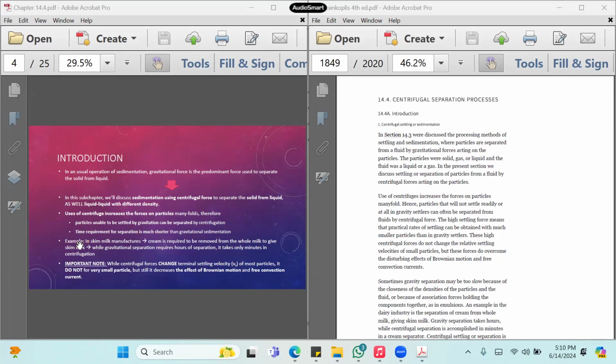For example, in skim milk manufacturing, if we want to get low-fat milk, we have to remove the cream from the whole milk. Milk is a colloid. If we use gravitational force to separate the cream from the milk, it takes days, maybe weeks. It's very long. However, it takes only minutes if we use centrifugation, because the centrifugal force increases the forces on the particle many times.